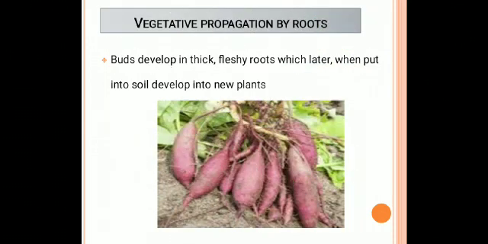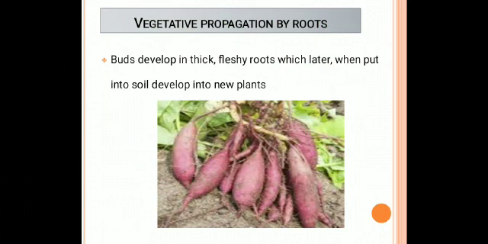The next one is vegetative propagation by the roots. The roots of sweet potato, guava, and mint bear adventitious buds. The buds develop in thick and fleshy roots, which, when put into the soil, develop into new plants. When such roots are planted into the soil, new plants develop as a result of vegetative propagation.